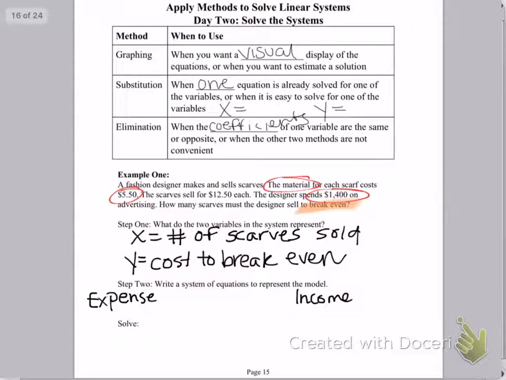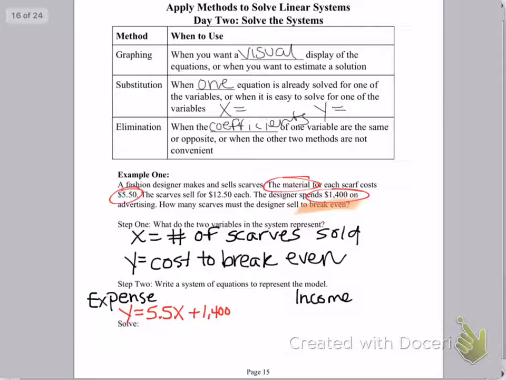So if we know that her income is going to be a break-even point, that's going to be y equals. Well, for each scarf, that's going to be $5.50, and I'm just going to write 5.5. So 5.5x, because that's per scarf. And then on top of all of that, she pays $1,400 for advertising. So that's billboards, magazines, maybe commercials, who knows.